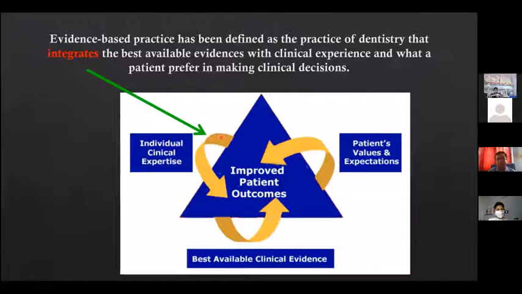preferences. Now, if you see this image carefully, you will observe that all these three factors are in a dynamic state. That means the new evidences are coming daily. At the same time, dentists should also increase their expertise, and the patient should also be encouraged to take up the new treatment modalities available.